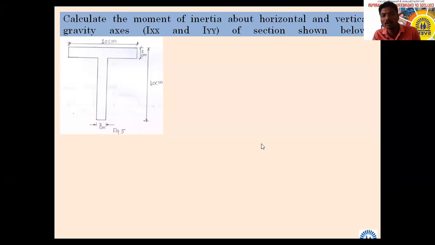This is our regular procedure. Which type of section is this? It is a T section. For this we want to find Ixx and Iyy. Let us see one by one. First we have to give axes for this, that is our first task. X and Y axes we have to define first.